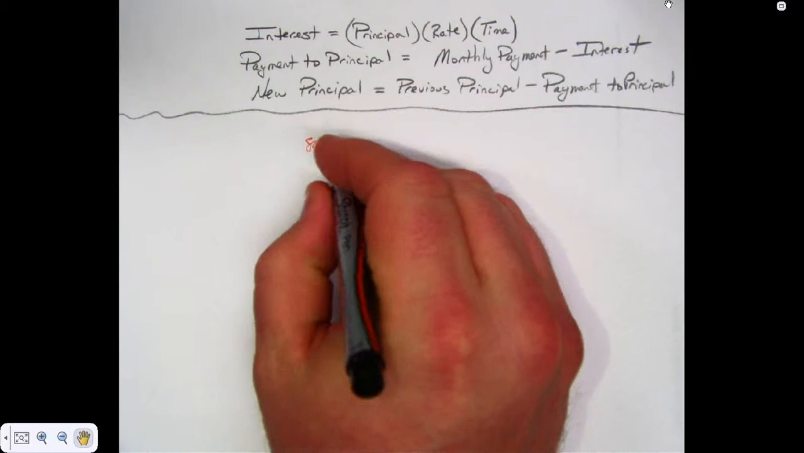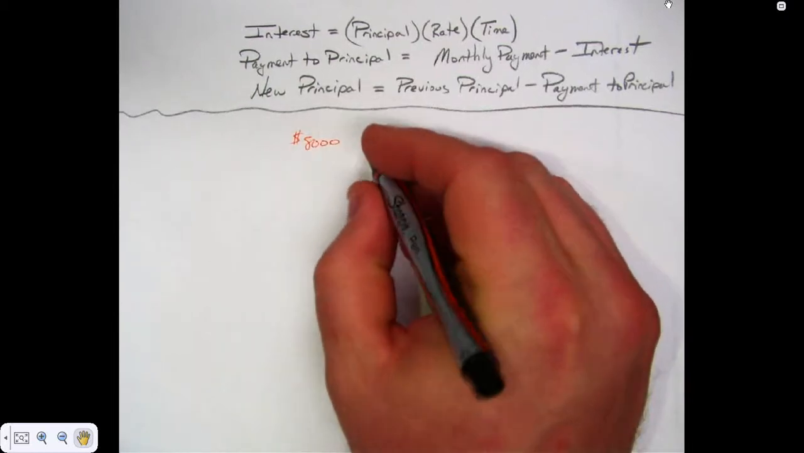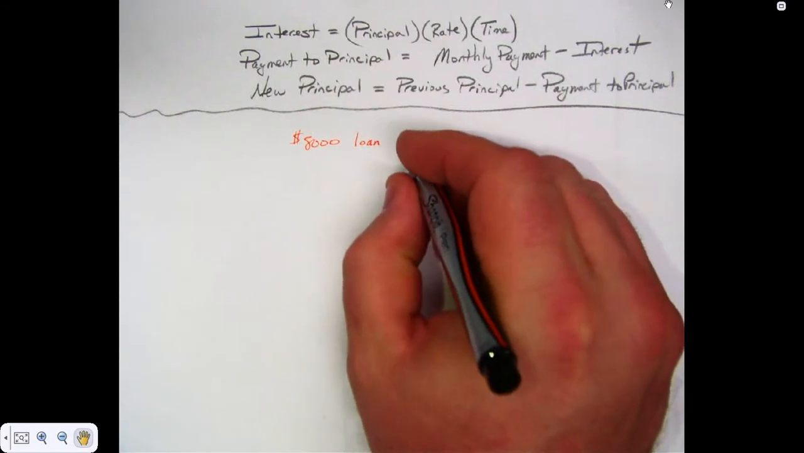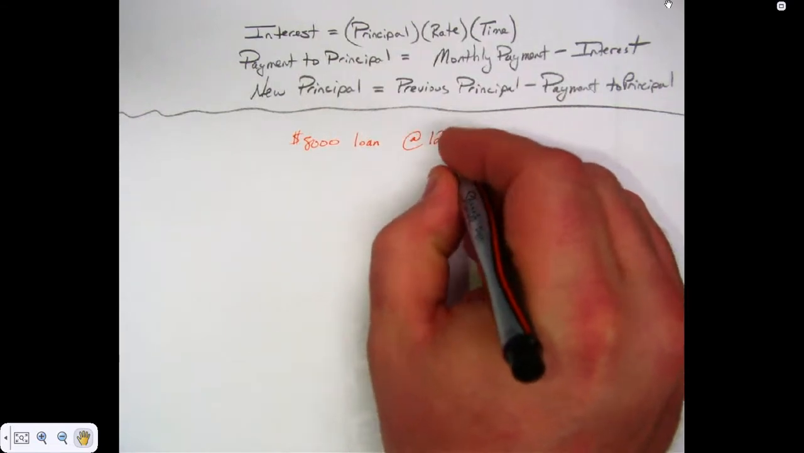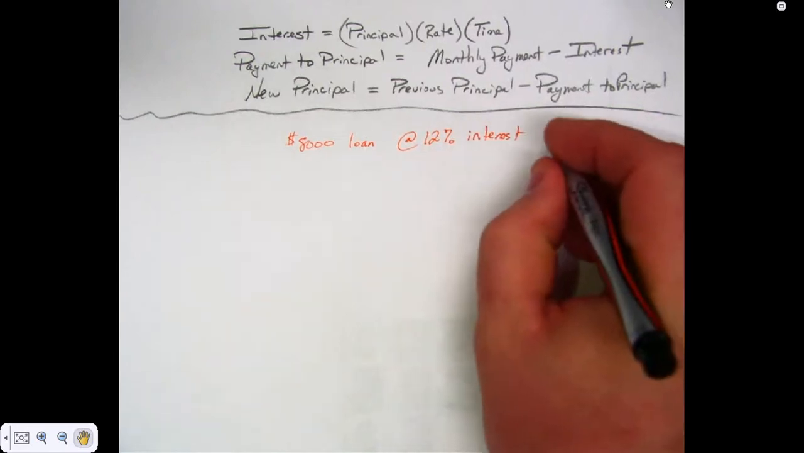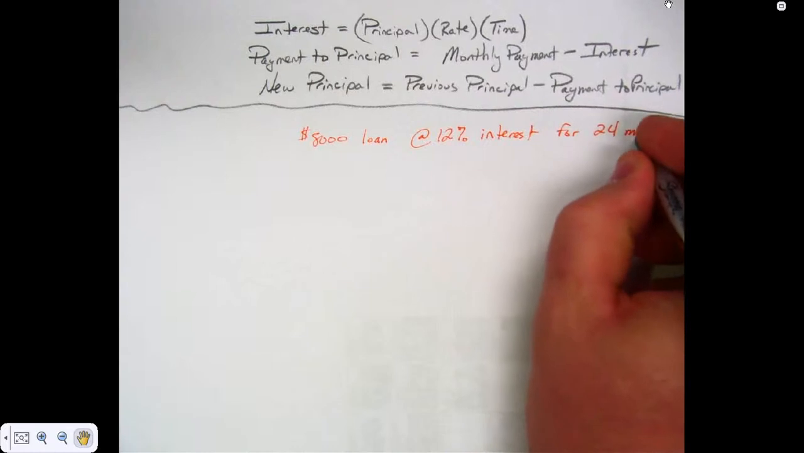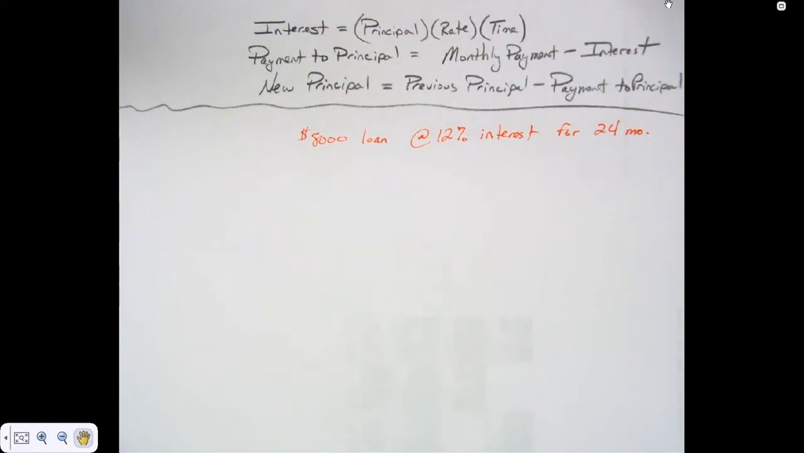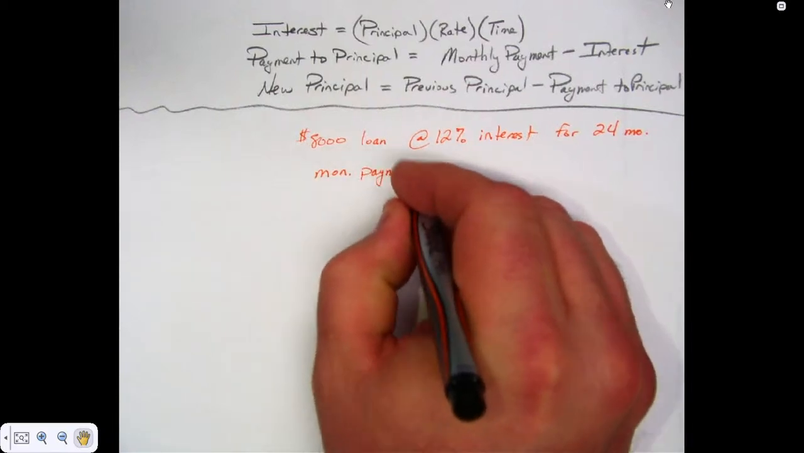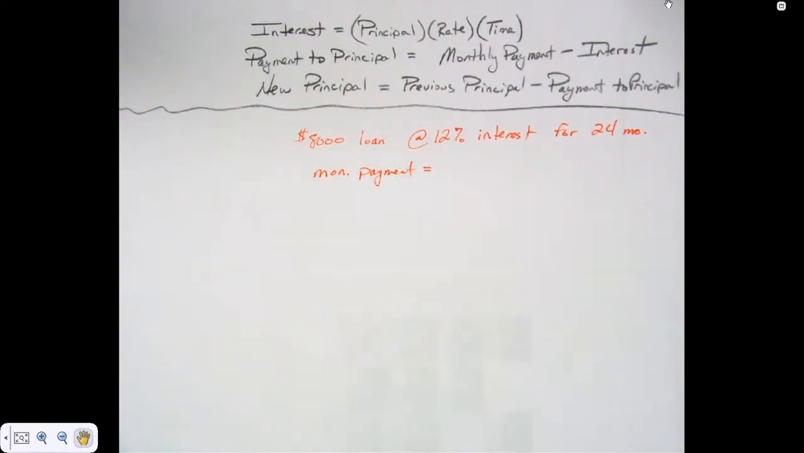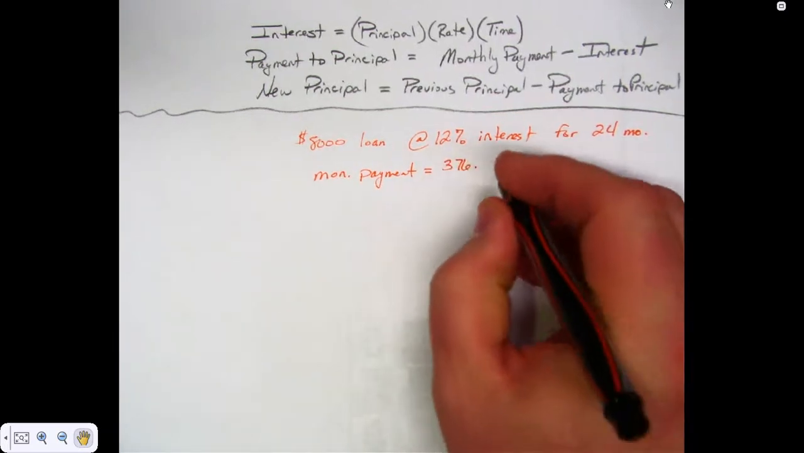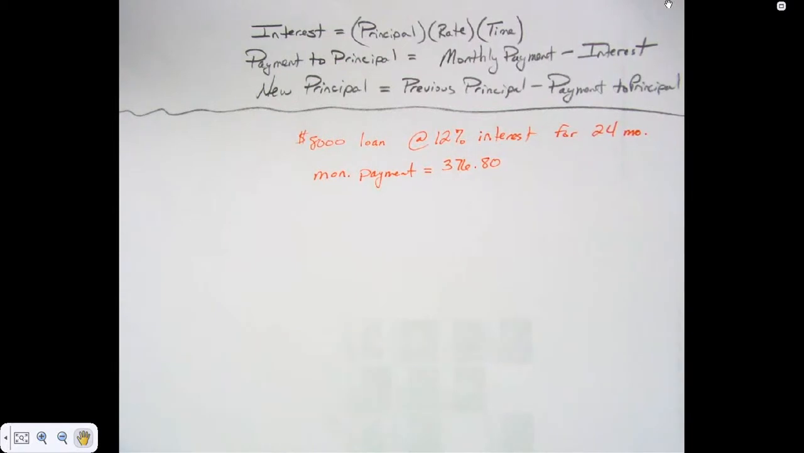So $8,000 loan at 12% interest for 24 months. The monthly payment is equal to, Jacob, open your book, $376.80.